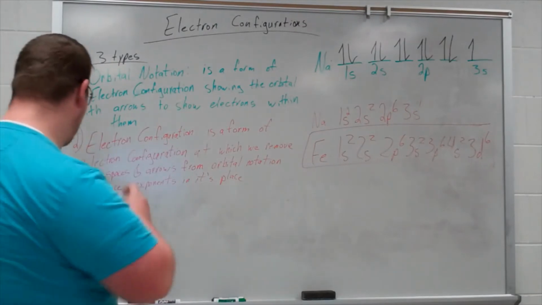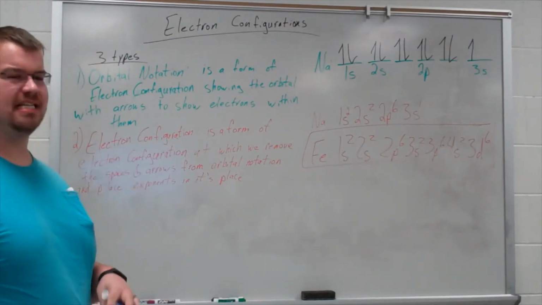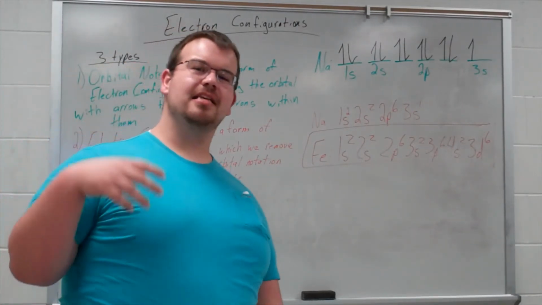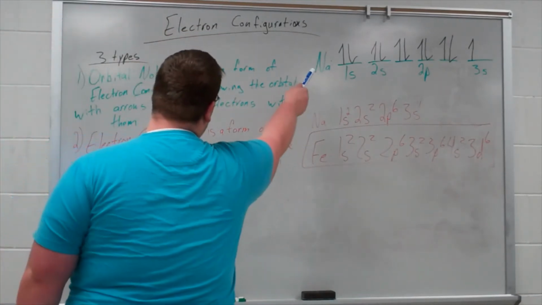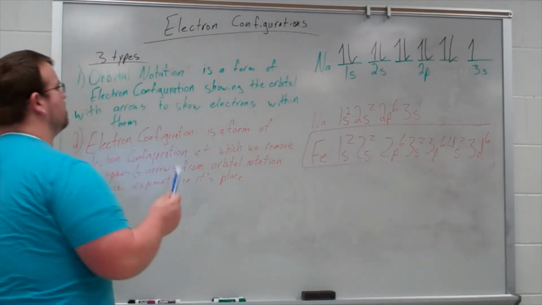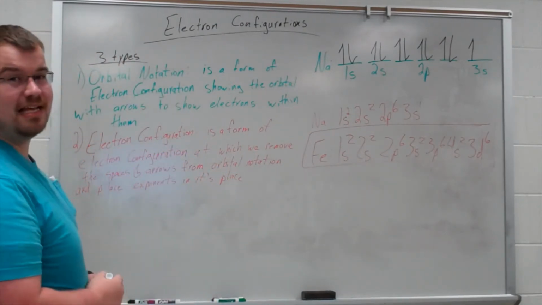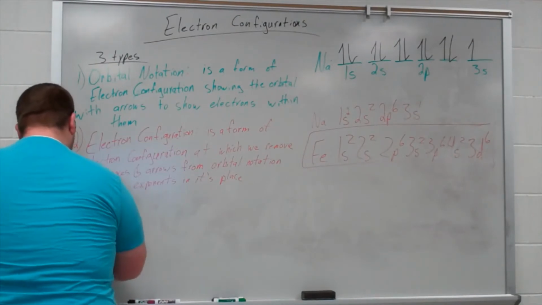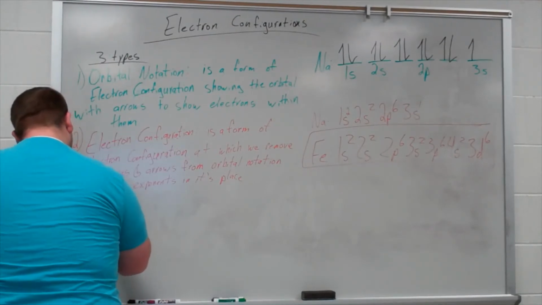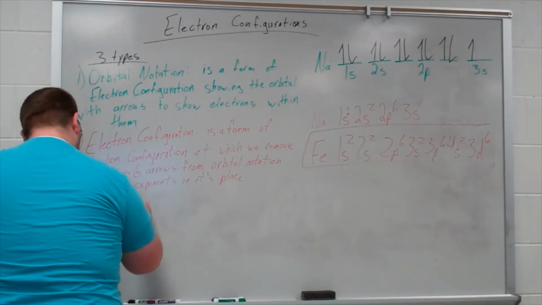Alright, now the third one. This will probably be your favorite one because this is the shortest one. This is the shortcut. This is the one that you'll love. As much as that was a short, electron configurations is a shortcut from orbital notation, these things take K. Number 3, noble gas configuration.